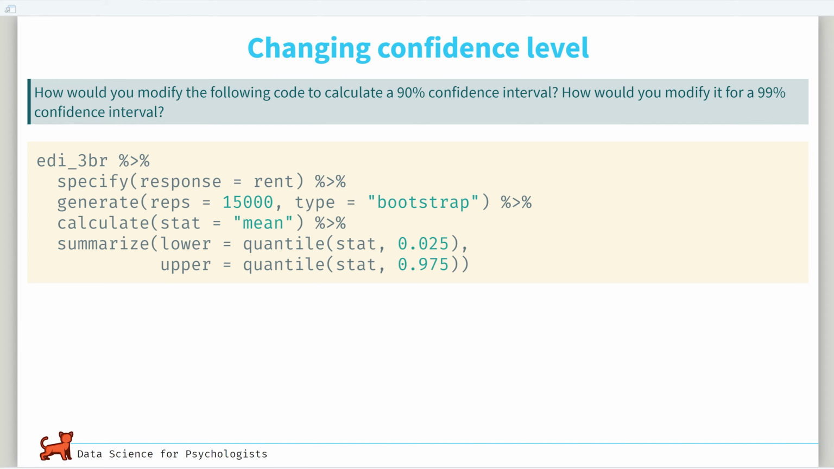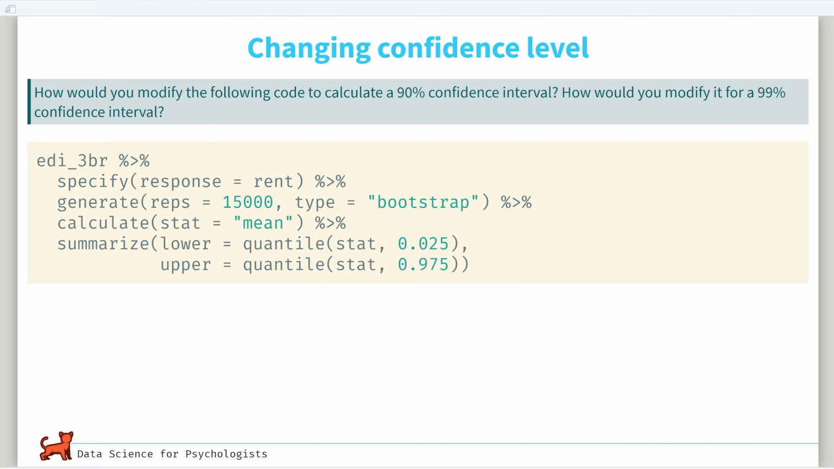How would you modify this code to get a 90% confidence interval? How would you change that for a 99% confidence interval? I realize that you can't answer because Tuki's asleep.